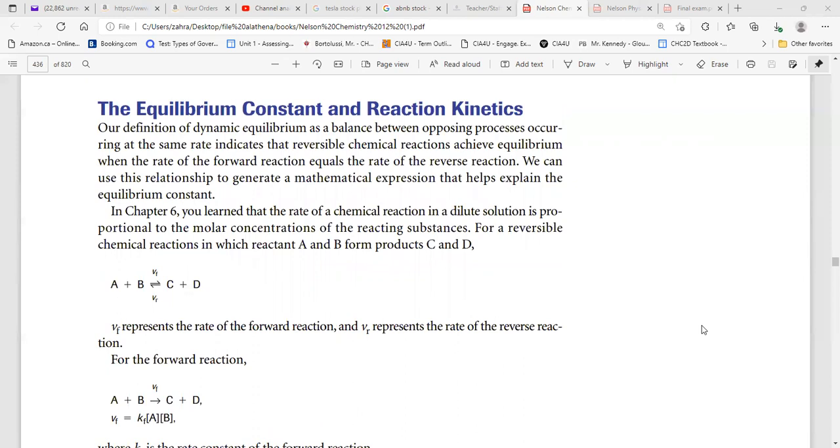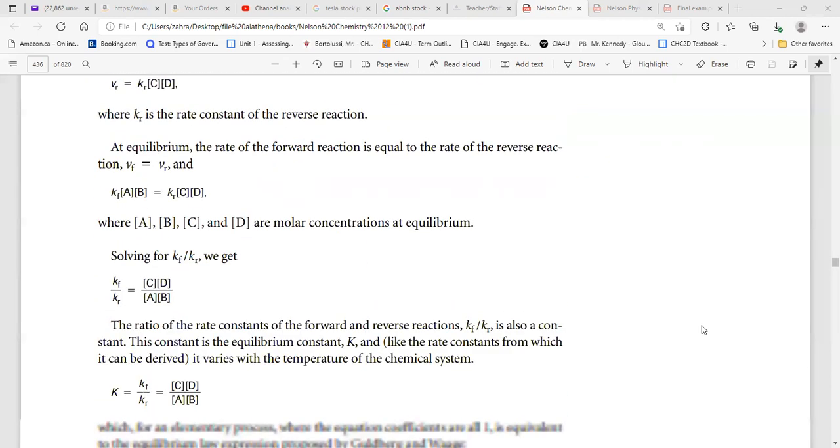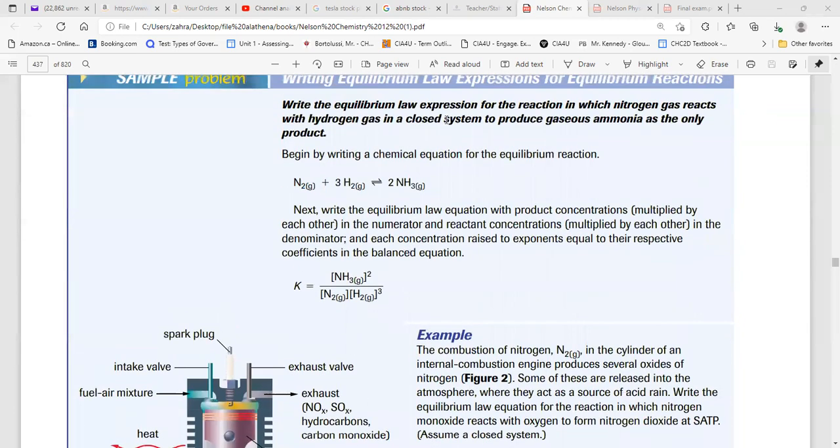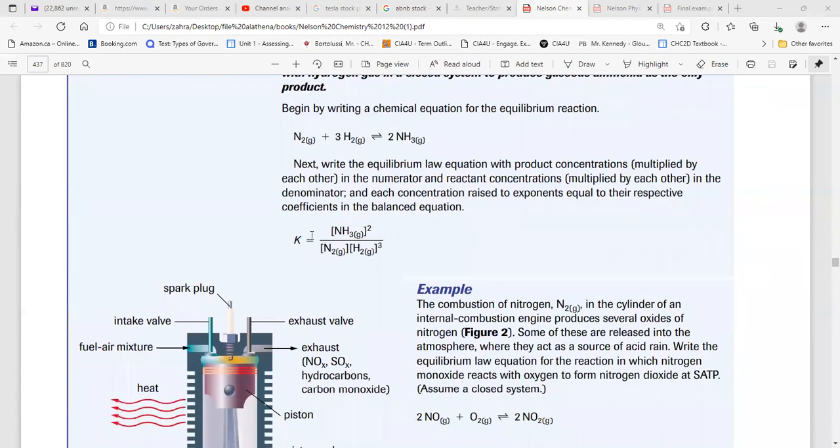The equilibrium constant and reaction kinetics. Just look at this. Write the equilibrium law expression for a reaction in which nitrogen gas reacts with hydrogen gas in a closed system to produce ammonia gas as the only product. So N2 plus H2 gives you NH3. We balance it. Then we use the K constant law. Here the product is NH3 to the power of 2, over H2 to the power of 3 and N2 to the power of 1, because the coefficient here is 1.